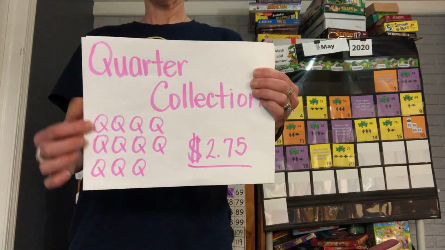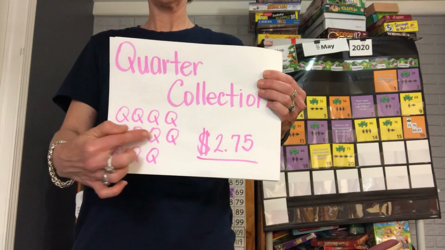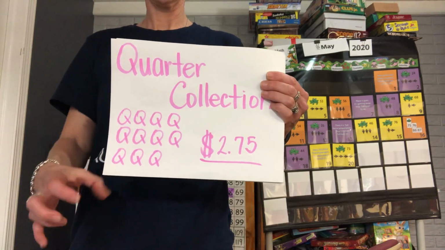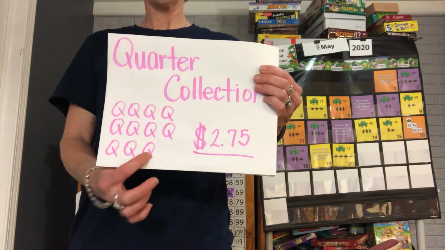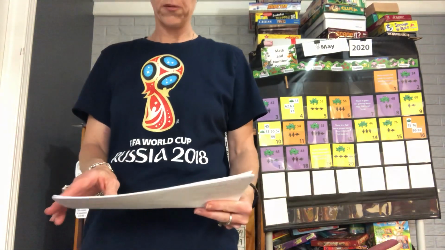And then our quarters. We have 1, 2, 3, 4, 5, 6, 7, 8, 9, 10, 11 quarters today. So we know we have 25, 50, 75, a dollar, 25, 50, 75, a dollar, $2, 25, 50, 75. We have $2.75 are our quarter counts for today. That's going to be it for math.